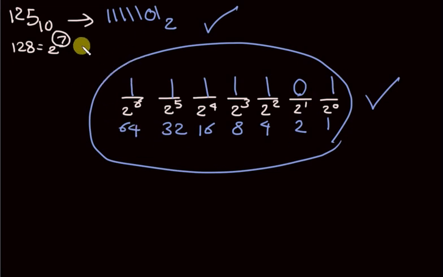So it is up to you whichever way you prefer to do it. You can either do the divisions, or you can find the power of 2 which is a little bit bigger than your decimal number.